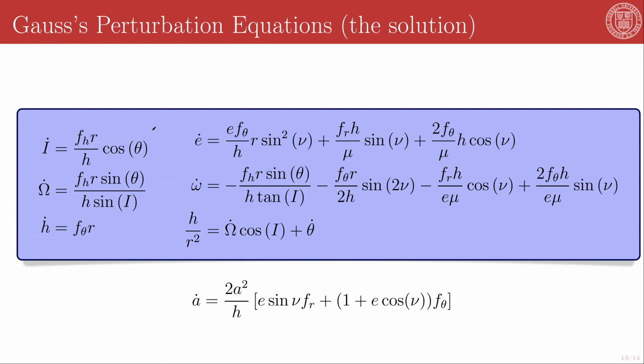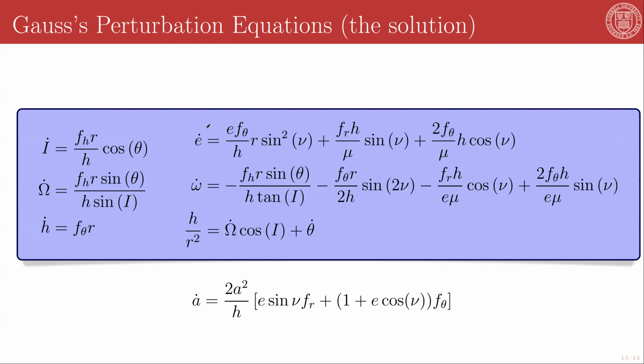And there's a lot that can be gleaned just by inspection of these. You will notice that some of these expressions are functions of a single component of the perturbing force only. For example, the evolution of the inclination is a function of the h hat direction of the perturbing force. Similarly, the longitude of the ascending node evolution is also only a function of f sub h. The evolution of the angular momentum magnitude is a function of f sub theta only. What that means is that if you know the form of your specific perturbing force, and it has no components in either the h direction or the e theta direction, then you know instantaneously that these terms will be zero.